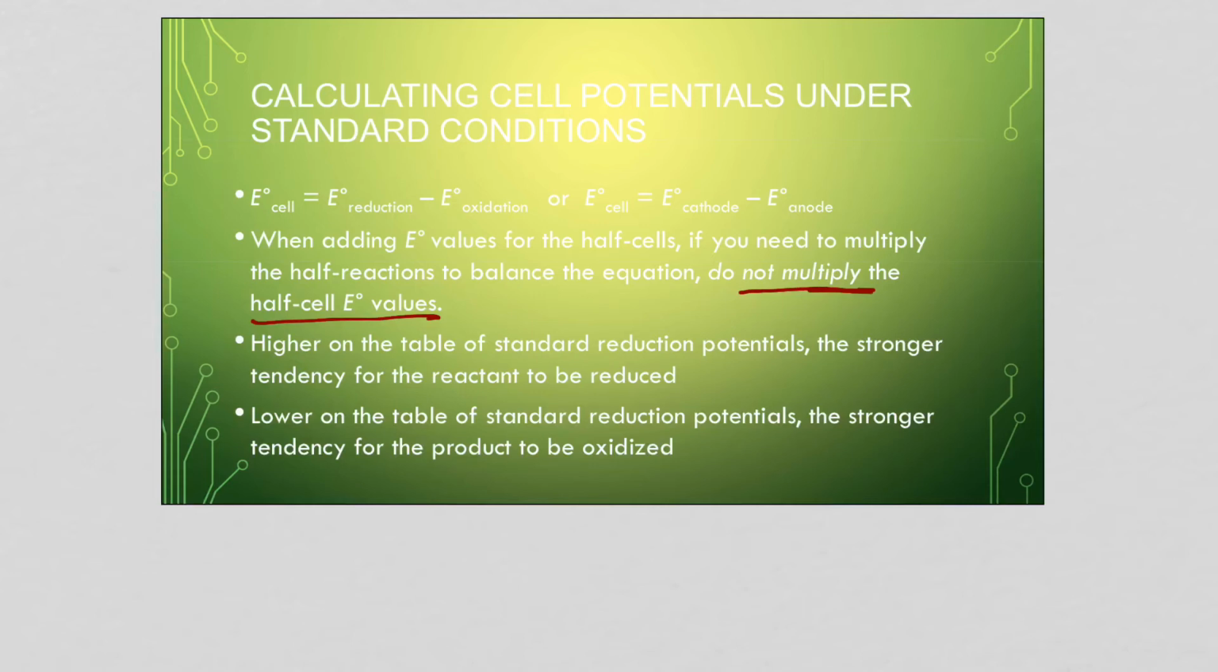If it's higher in the table, it's more likely to undergo reduction. Lower in the table, more likely to undergo oxidation.